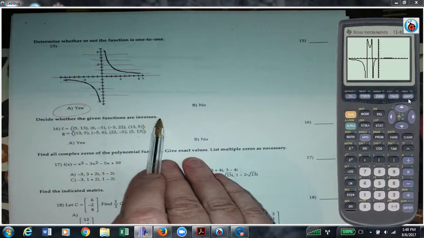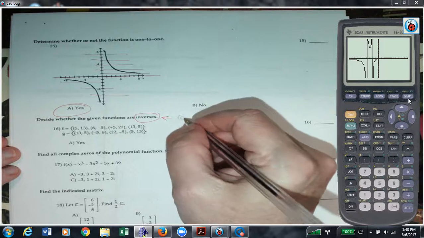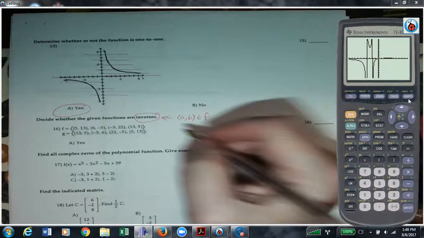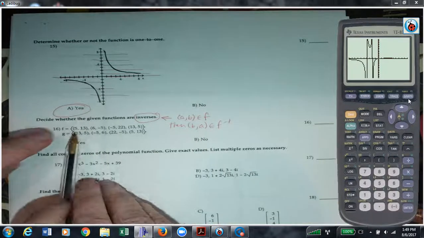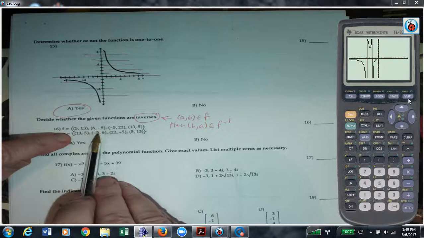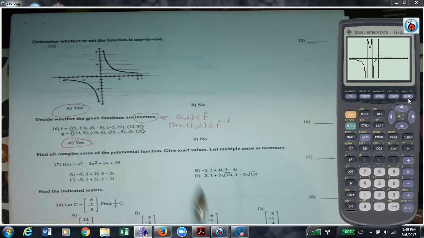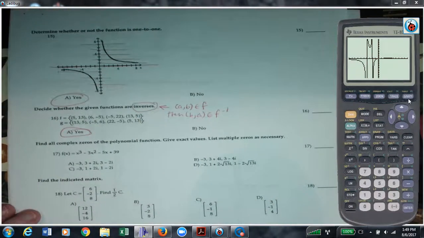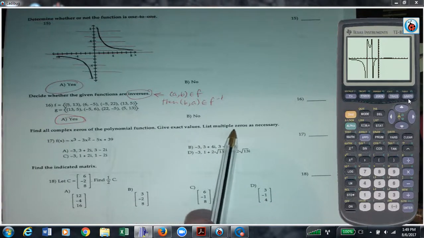Decide whether the given functions are inverses. Well, how do you decide? If (a, b) is a pairing in f, then if I swap the coordinates, it lives in the inverse. So yeah, yes, and yes. So if there'd been any pairing that didn't have it swapped in either one of them, I would have said no.